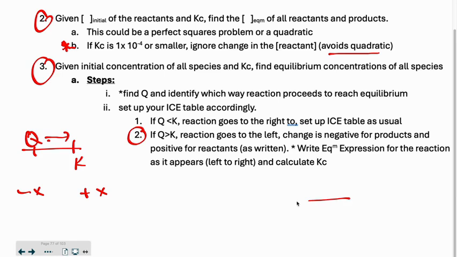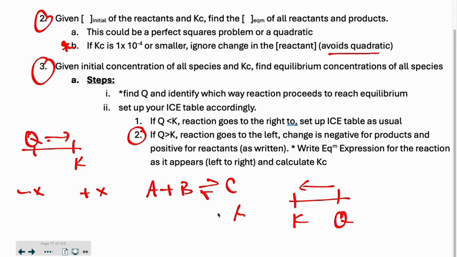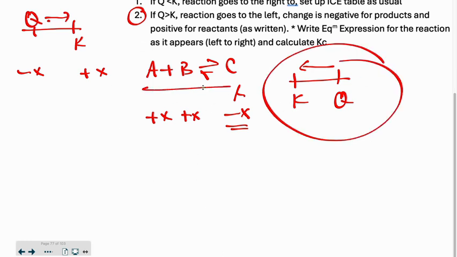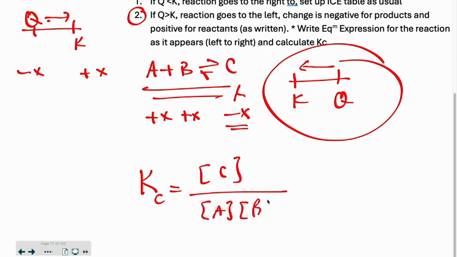If Q is greater than K, we have a situation like this. Here's K and here's Q. Here, it's the reverse reaction that's going to go, which means that if I am looking at an equilibrium like this, this is going to be my reactant and those are going to be my products. It's very, very important for you to understand that this is going to get the negative X value when you're doing the change line, and these are going to get the positive. However, keep in mind, in this situation, your Kc is still written for that. Your equilibrium expression is still the concentration of C divided by the concentration of A times the concentration of B.